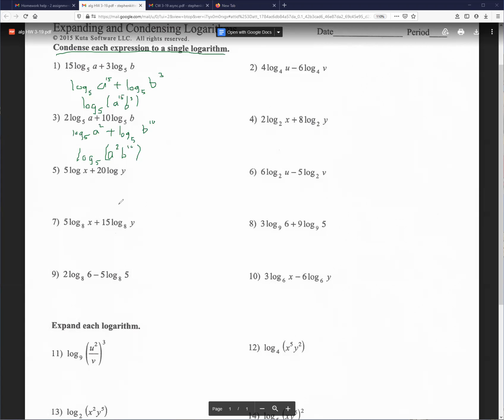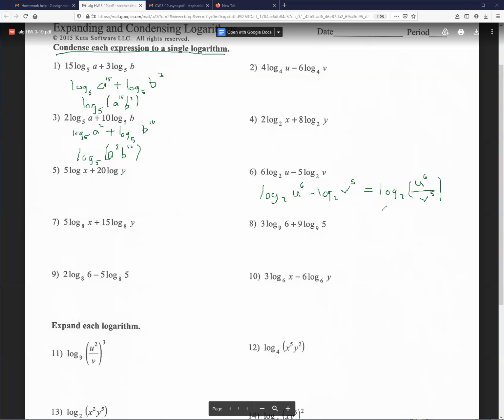All right, to pick one more of these, I'm going to switch to one that has a subtract. So I'm going to do number 6. 6 log base 2 of u minus 5 log base 2 of v. Again, let's deal with the powers first. Log base 2 of u to the 6th minus log base 2 of v to the 5th. Now this is a subtract on the outside, which means we need to divide on the inside. So this is equal to log base 2 of u to the 6th over v to the 5th.